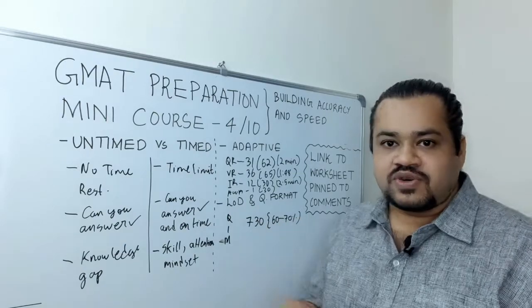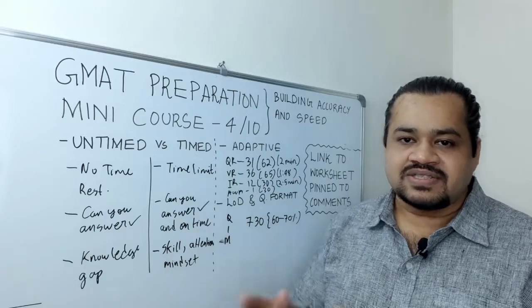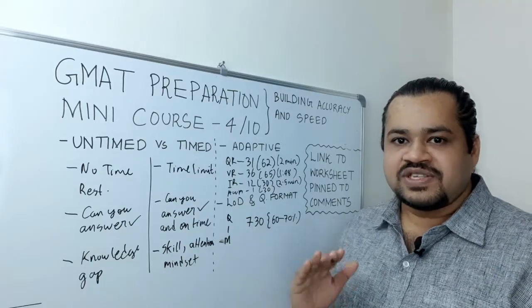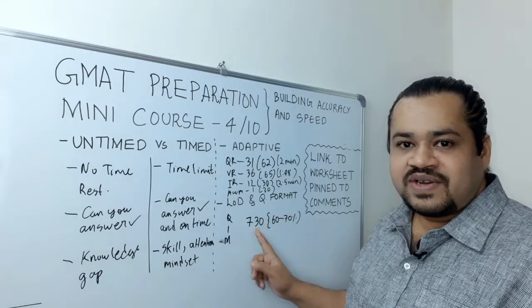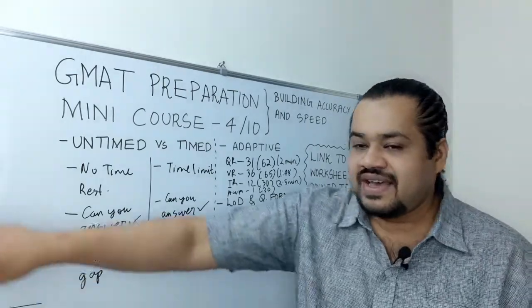And to get to this point, GMAT will keep experimenting with questions of various difficulty levels and different topics, in order to arrive at the level where GMAT feels confident that, okay, I've got the level of difficulty where this person can consistently answer 60 to 70% of the questions correctly.